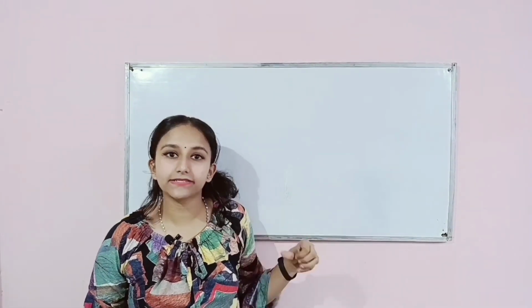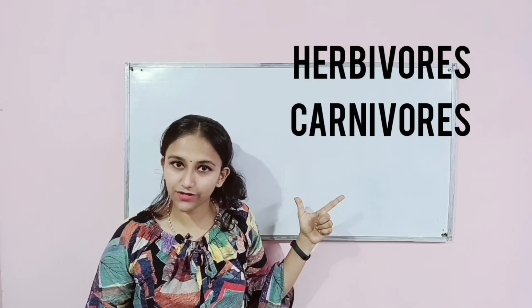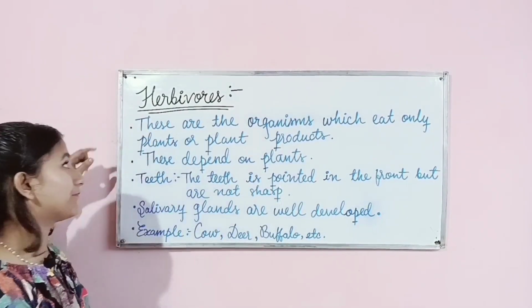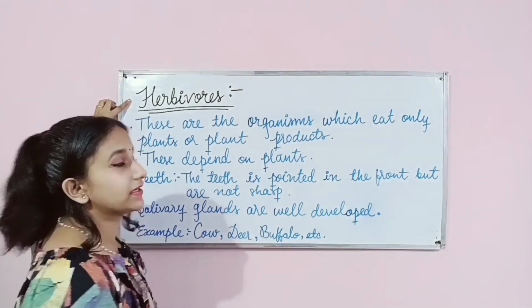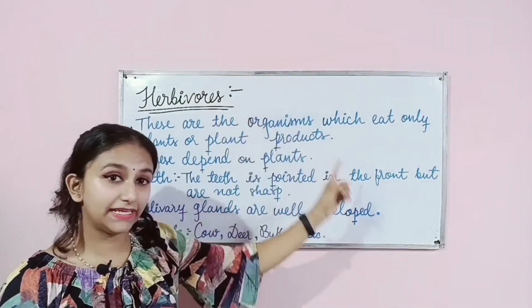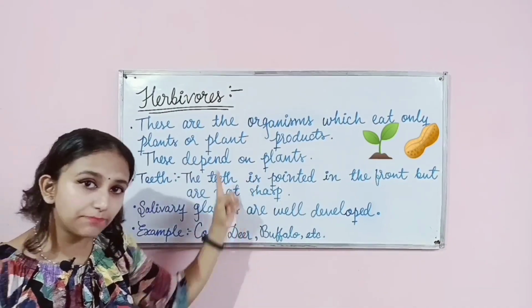On the basis of the type of food consumed by animals, they are categorized mainly into three parts, that is herbivorous, carnivorous and omnivorous. Let us understand what herbivorous organisms are. So herbivorous organisms are those organisms that eat only plants or plant products.